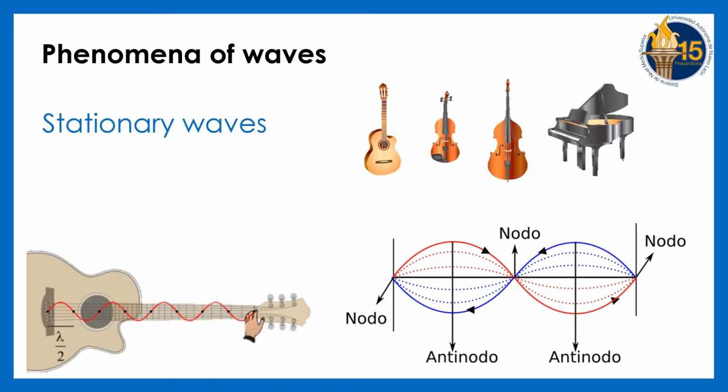Stationary waves correspond to another case of superposition of waves. A stationary wave is produced when two waves of equal frequency and amplitude propagate in opposite directions and then they overlap.